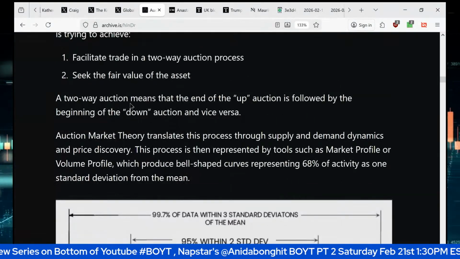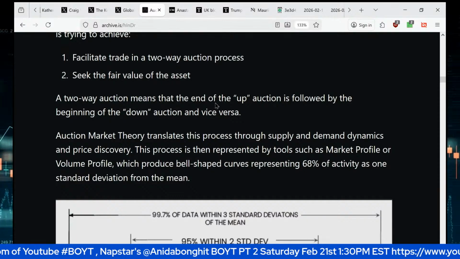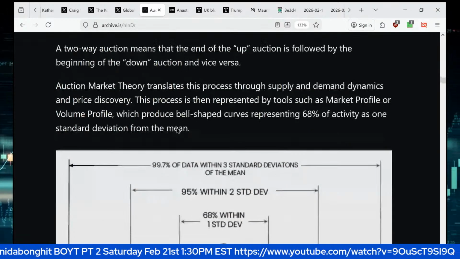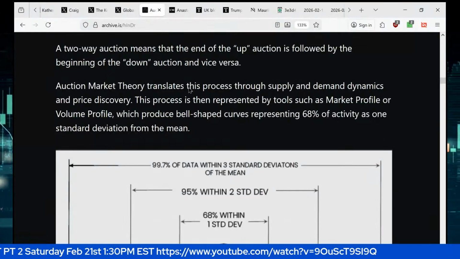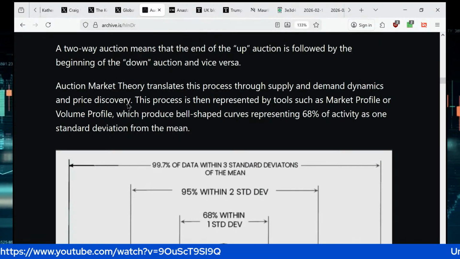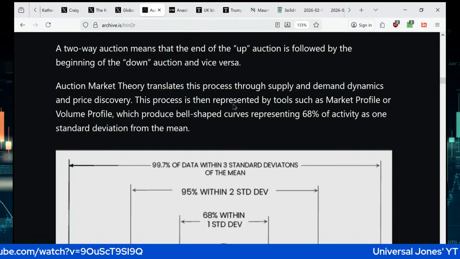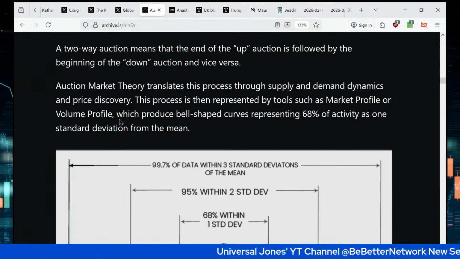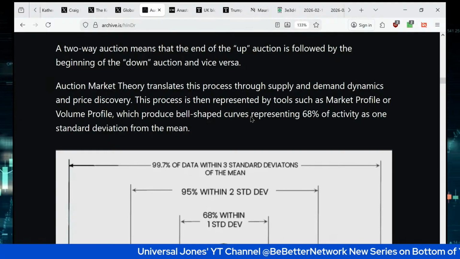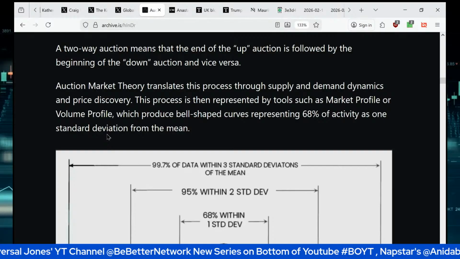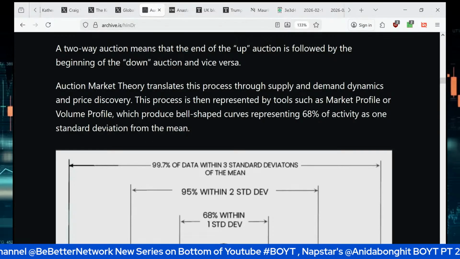A two-way auction means that the end of the up auction is followed by the beginning of the down auction and vice versa. Auction market theory translates this process through supply and demand dynamics and price discovery. This process is then represented by tools such as market profile or volume profile, which produce bell-shaped curves representing 68% of activity as one standard deviation from the mean.